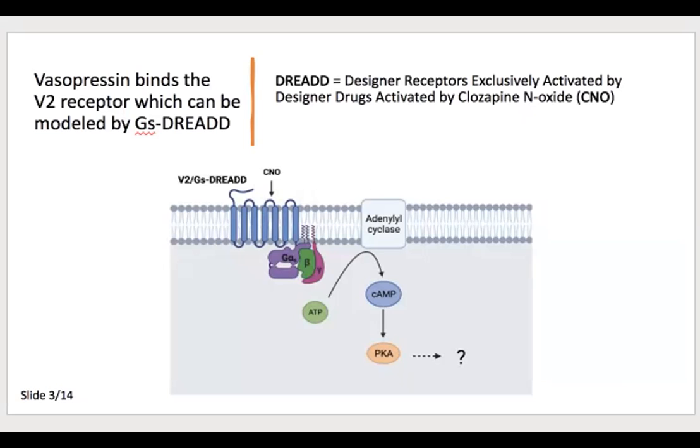And Gs-DREADD, just a little bit about it, it's an artificial receptor, and essentially it allows us to study this pathway, and we're testing it to make sure that it can represent the V2-based knock-in model that we were hoping to use, which is conditionally expressed in principal cells and only activated when exposed to a molecule called clozapine N-oxide, or CNO.